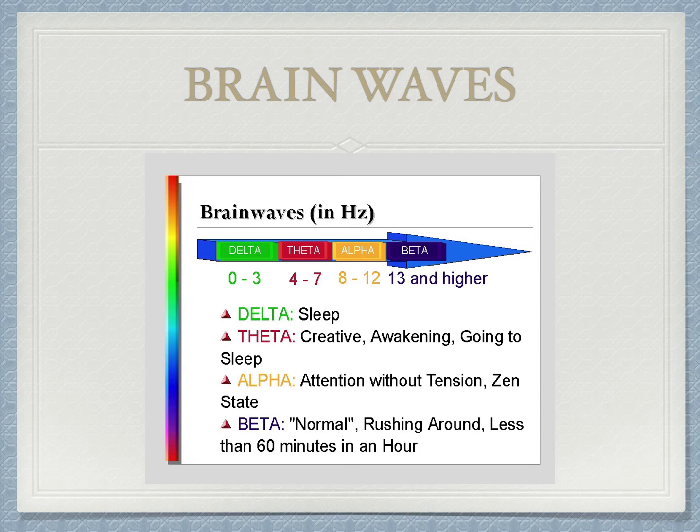The theta waves are the next faster waves, and they're related to creativity, awakening, and going to sleep. So they're the thoughts that wake us up in the morning and prevent us from going to sleep at night. The alpha waves are from 8 to 12 hertz, and we can describe it as attention without tension, or a Zen meditative state. And as we will see, this is the parallel processing state. This is the situational awareness state. The beta are the 13 hertz and higher, and some people consider this normal, rushing around, where it seems that there's less than 60 minutes in an hour.